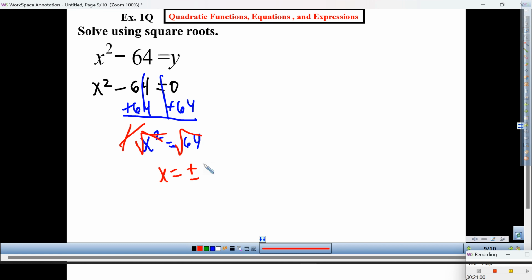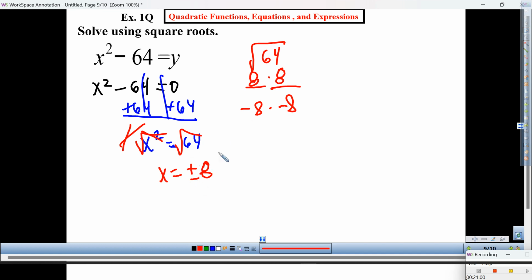Oh, I'm waiting for you guys. 8, that is correct. Now, for those of you that are saying, what is this plus minus, Mr. Q? Well, let me ask you. Square roots are what? What number times itself, yes? So what number times itself gives us 64? 8 times 8, is that correct? How about negative 8 times negative 8? Yeah, so therefore, plus 8 and negative 8.